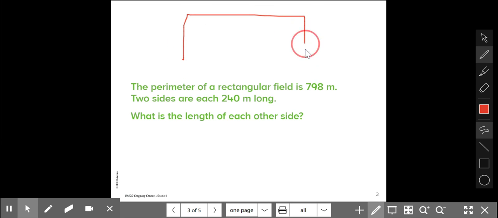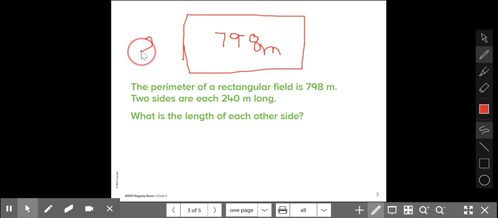Let's go ahead and draw a rectangular field. I know this isn't the perfect drawing, but you can hopefully get the idea that if I were to add all four sides together, we would have 798 meters. Two sides are each 240 meters long. Each. So two of the sides we get to choose. And if this is a rectangle, then we could say that this side and this side are 240 meters.